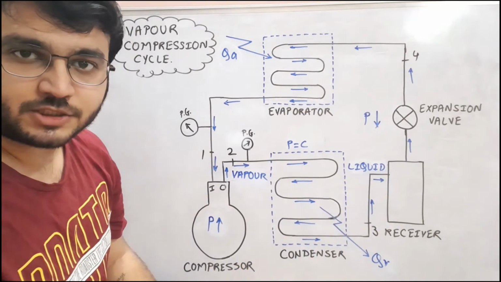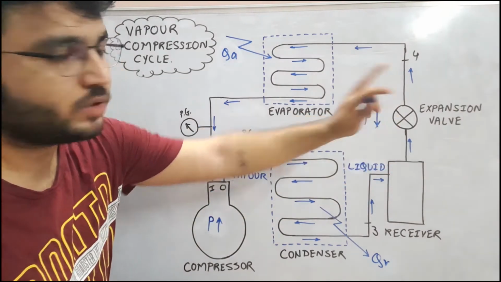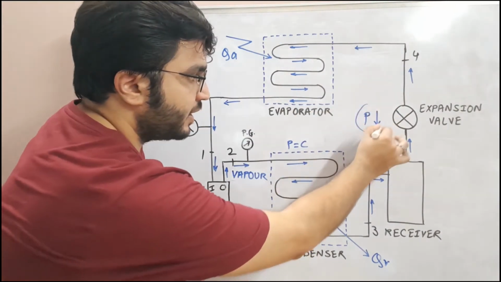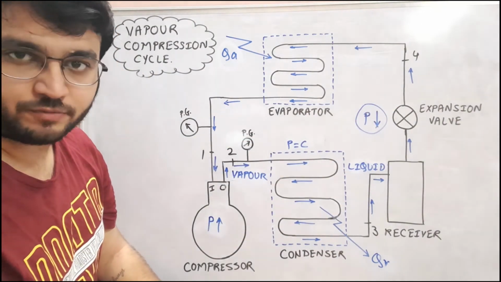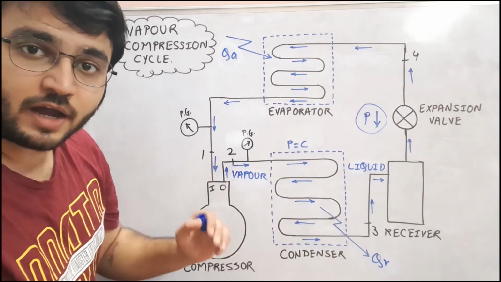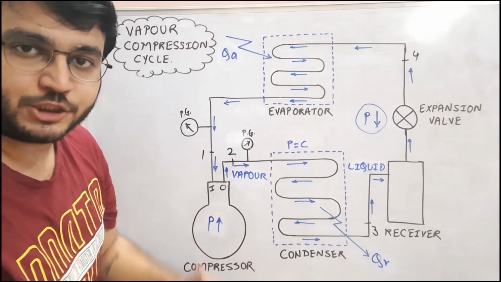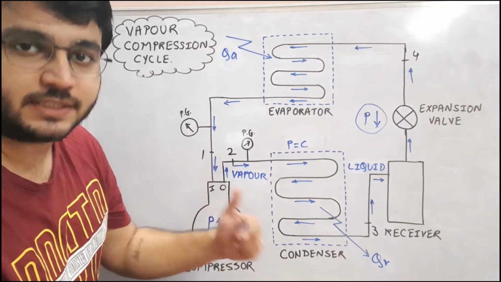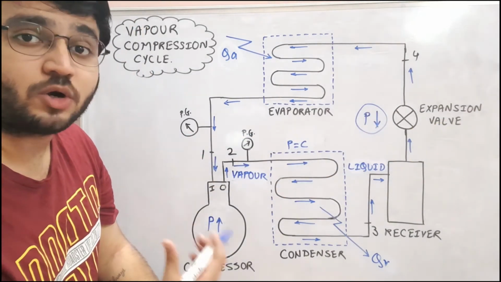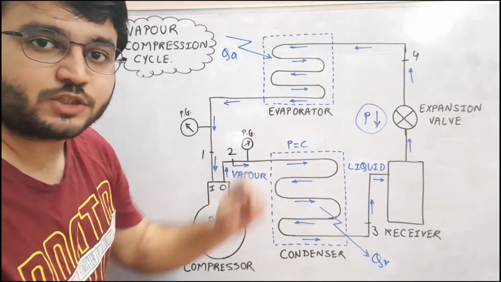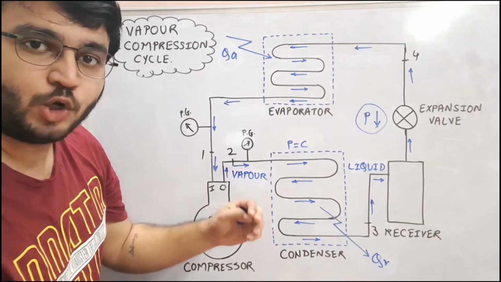So from the receiver, such liquid refrigerant, which is again at higher pressure, will be supplied to the expansion valve where the pressure drop will be created. Now why is this pressure dropped inside the expansion valve? Because again, to increase the heat absorption capacity of the refrigerant. At lower pressure the heat absorption capacity increases, and that's why this pressure is dropped in the expansion valve using the throttling process. So after carrying out the throttling process, the liquid refrigerant will be supplied at lower pressure to the evaporator.